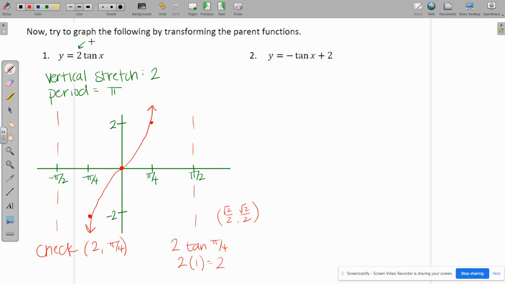So, whoops, I wrote that point down completely opposite. So this is pi over 4, 2, not 2, pi over 4. I can't believe I wrote that. So let's fix that. That's better. So I plugged in pi over 4, and we got out 2.